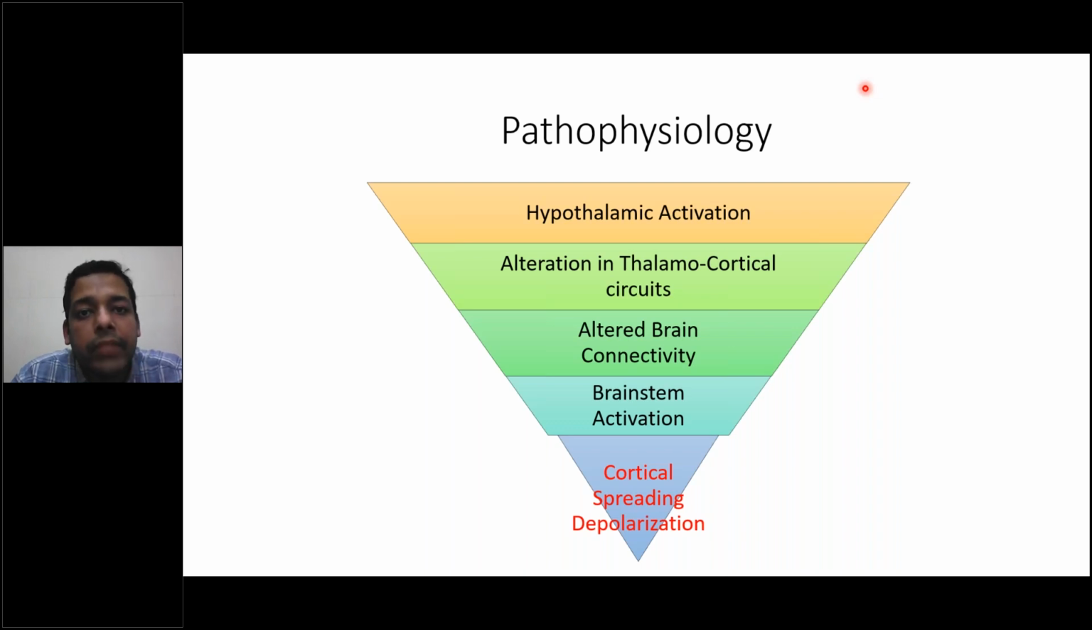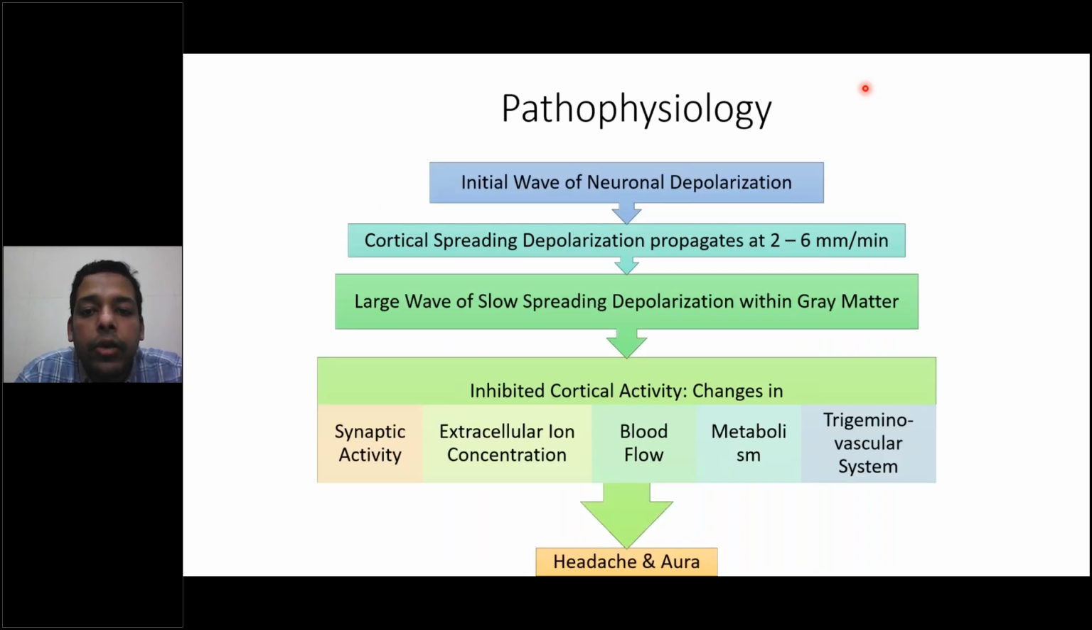The connections from the hypothalamus to the cortex. And because of this abnormal or altered brain connectivity, it leads to activation of the brainstem or some other cortical region. And once this one region is activated, there is what we call the cortical spreading depolarization. That is, this neuronal depolarization gradually spreads 2 to 6 millimeters per minute in the gray matter.